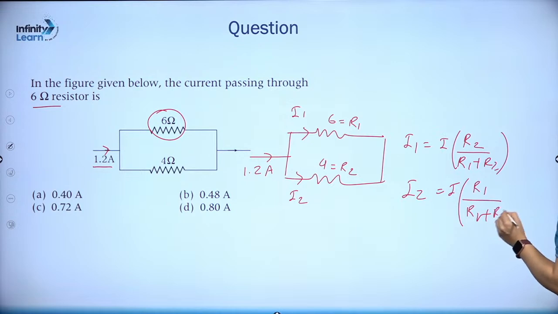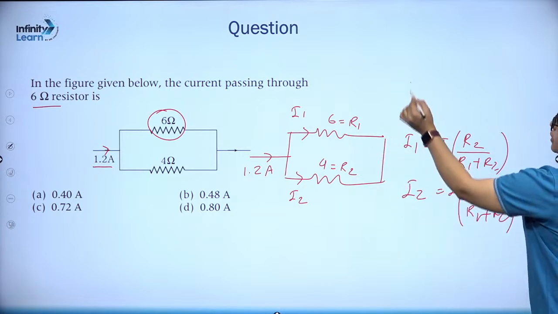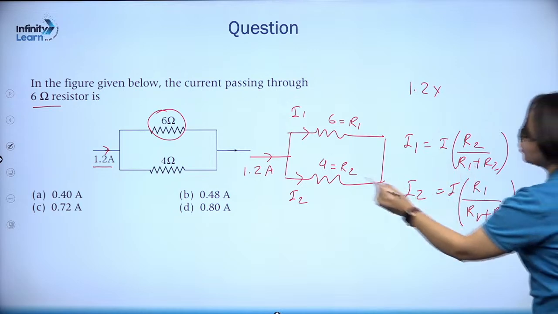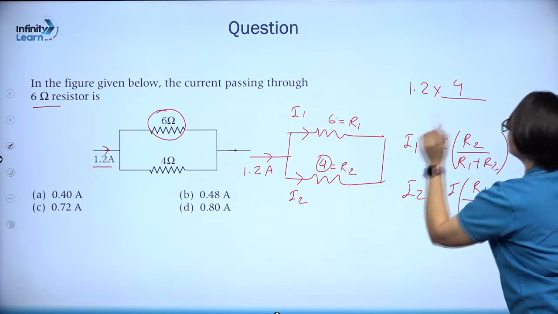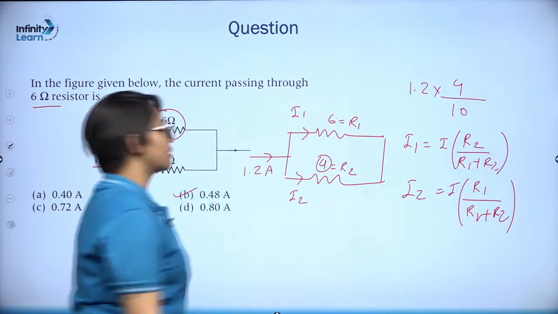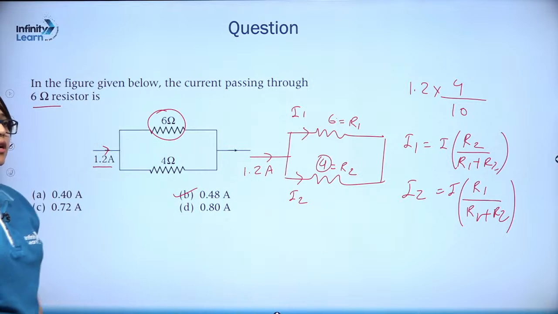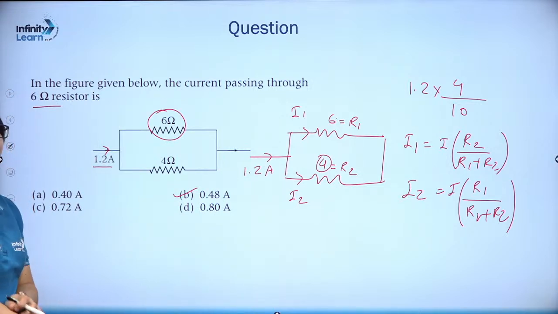By using this you can directly find anything you want, right? So over here we want to find I1, right? So I1 is I, total current is 1.2 ampere, R2 is the opposite resistance divided by R1 plus R2, 6 plus 4, 10. So it will be 0.48 ampere. Option B is the correct answer for this one, right? Well done guys, well done.